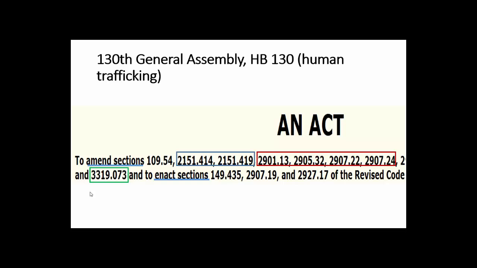Here, for example, is a recent act that was passed by the 130th General Assembly concerning human trafficking. We see that this particular act amends several sections of the Ohio Revised Code. It amends sections dealing with the juvenile law title, with the criminal code, and with education law. So it amends sections in various titles. And it also enacts new sections, also in different titles of the Ohio Revised Code.